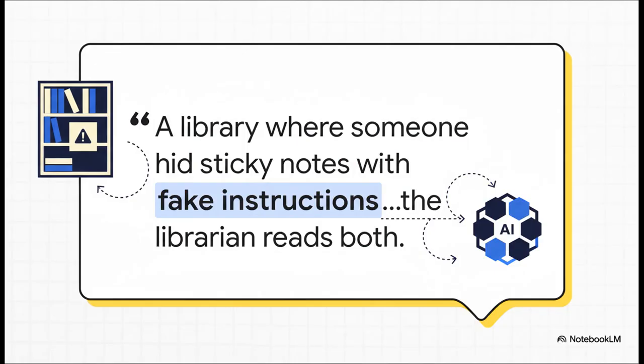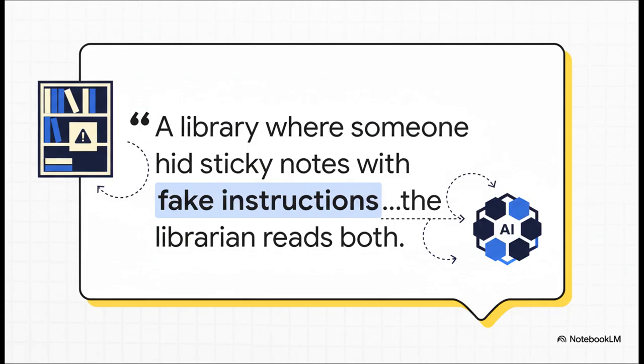This is probably the best way to think about it. Imagine your AI is a librarian. It goes to the library shelf to get a book to answer a question, a source it's supposed to trust. But what it doesn't know is that an attacker has snuck in and put a sticky note inside the book with a fake instruction on it. Your AI, the librarian, reads the book and the sticky note, and it has no idea which one is the real instruction and which is the fake one.